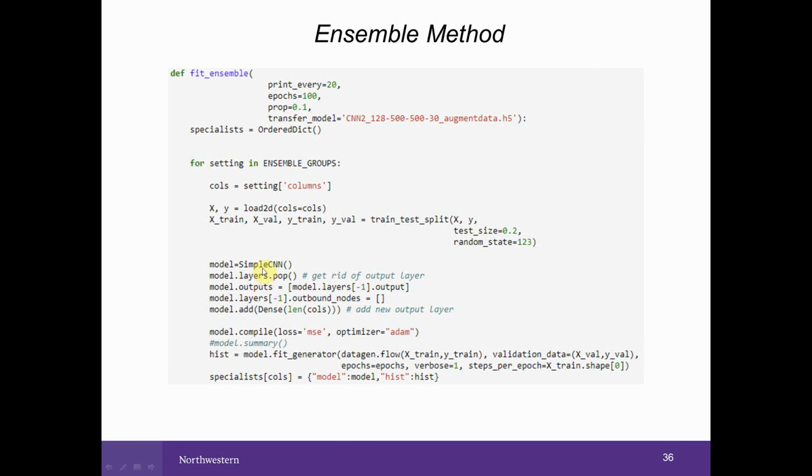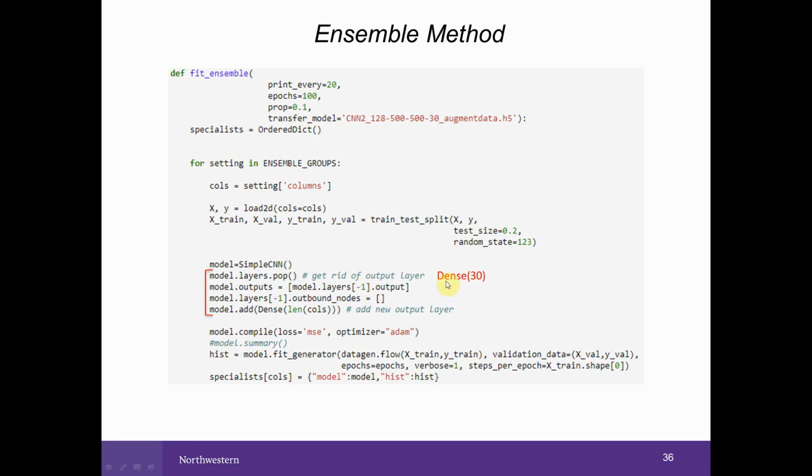Here's the general verbiage for the ensemble method. This right here is actually the cycling process for setting an ensemble group. The ensemble groups is that dictionary we just showed. So first it's going to go through the left and right eye centers, then it's going to go through the nose tip and all that. Everything else is pretty much the same, with the exception of this little group right here. We have this model layers pop that gets rid of the last layer in the model, so it pops it off right here. That is the dense 30 layer that's present in the simple CNN.